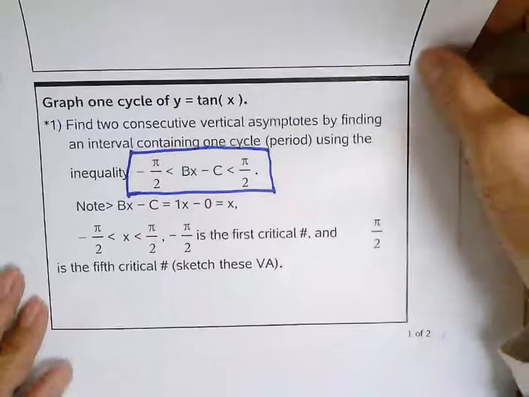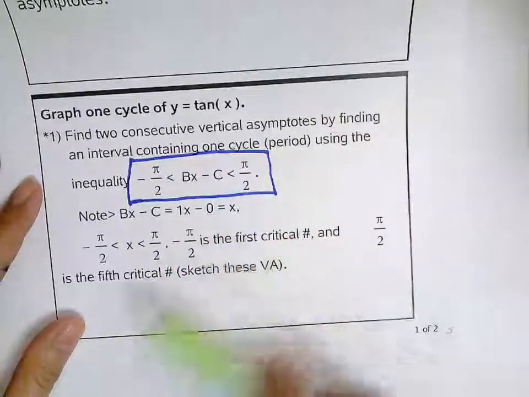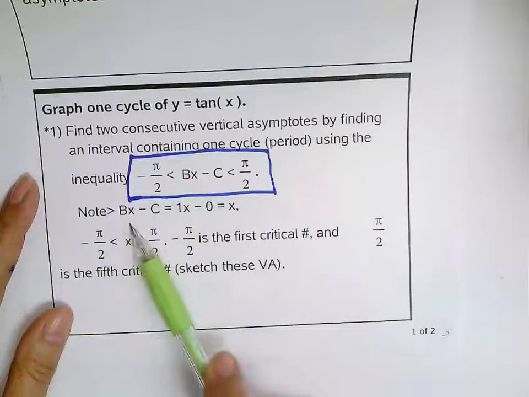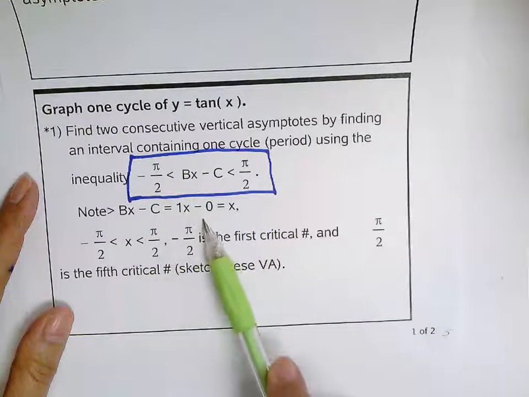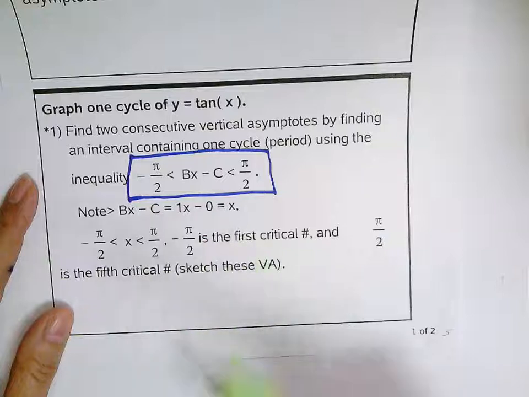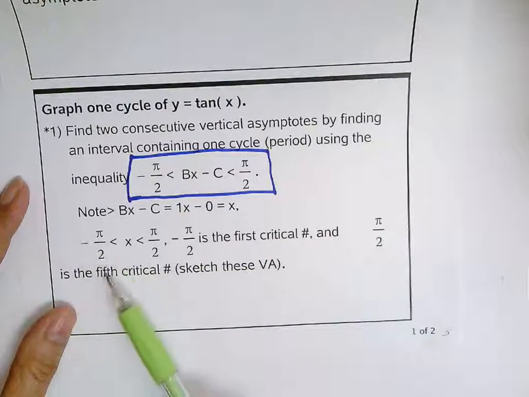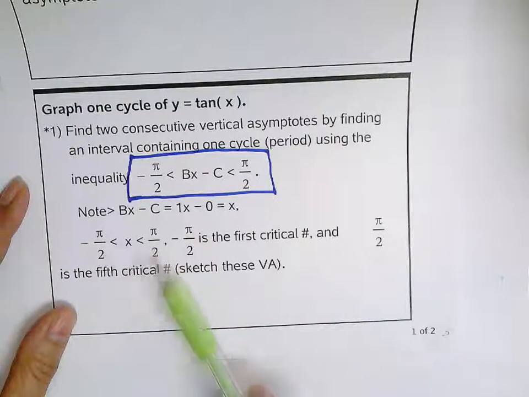So the very first thing we're going to do, we're going to solve our inequality. This is the inequality that we're using. But our bx minus c, remember, is 1x minus 0, which is what? Just x. So x is in the middle here, so we have negative pi over 2 is less than x, which is less than what? Pi over 2.